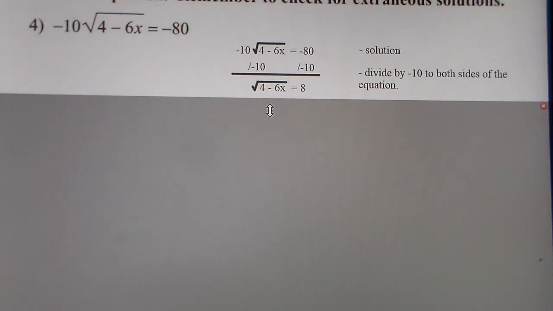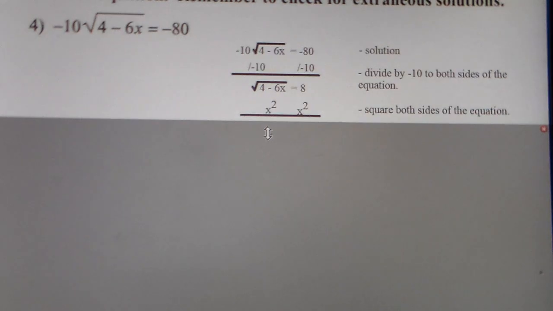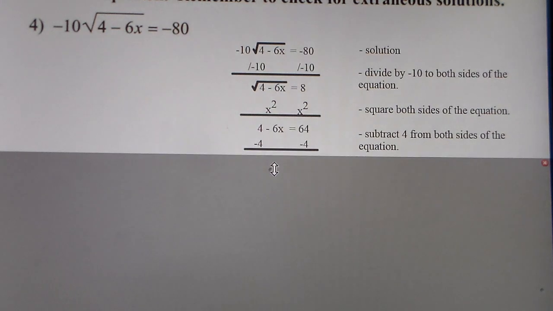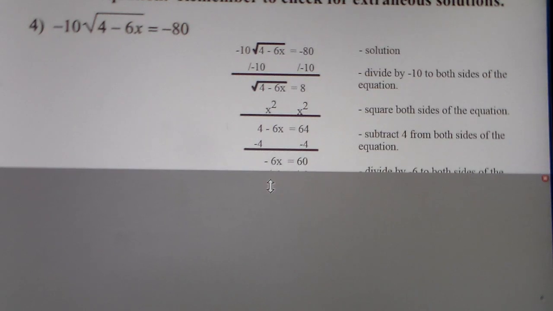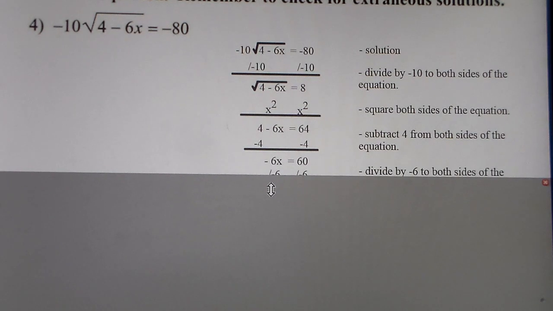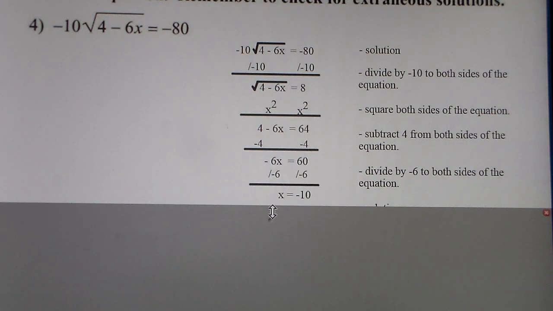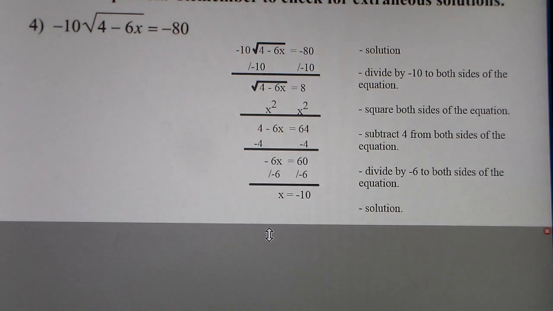We could then get rid of that radical by squaring both sides of the equation. So we get 4 minus 6x equals 64. We then subtract 4 from both sides of the equal sign. We then divide both sides of the equation by negative 6. And then we get x equals negative 10. That is our solution.